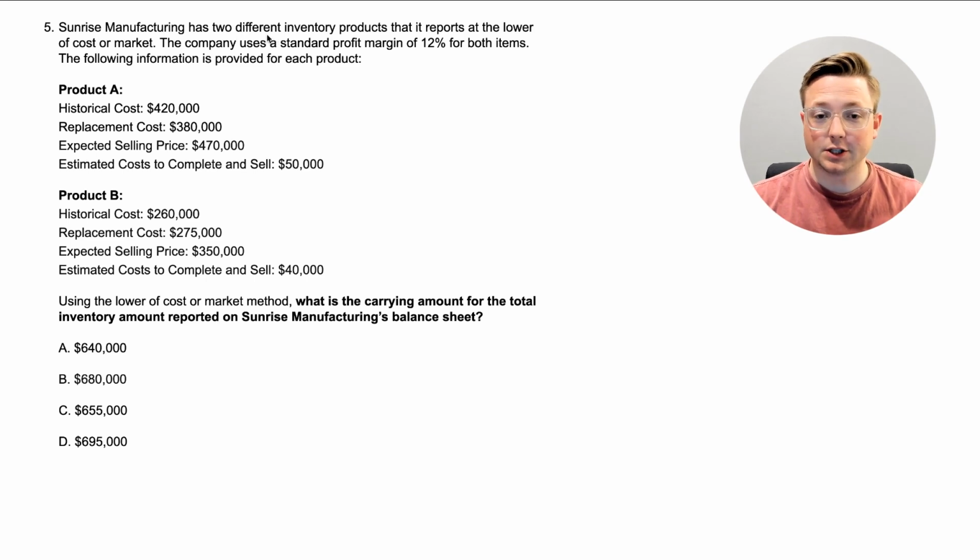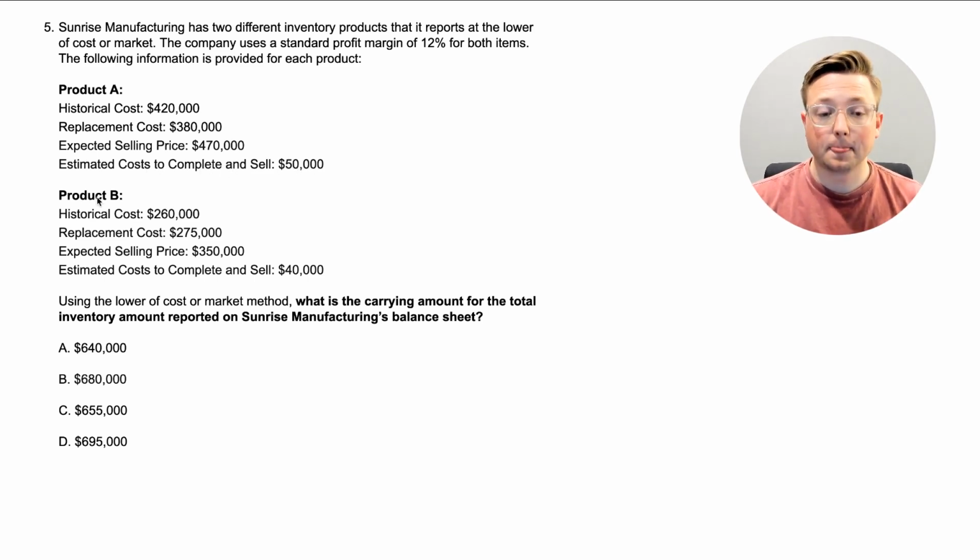Sunrise Manufacturing has 2 different inventory products that it reports at the lower of cost or market. The company uses a standard profit margin of 12% for both items. The following information is provided for each product. Product A had a historical cost of $420,000, a replacement cost of $380,000, an expected selling price of $470,000, and estimated costs to complete and sell of $50,000.